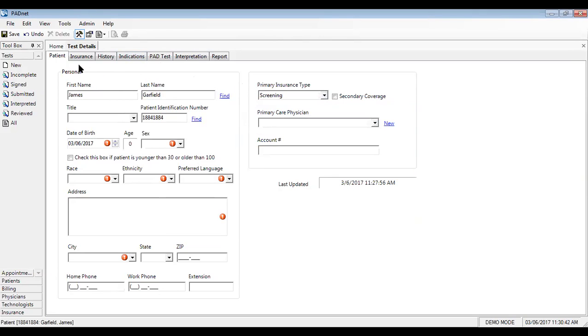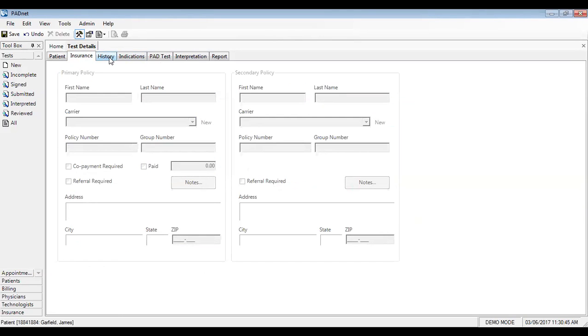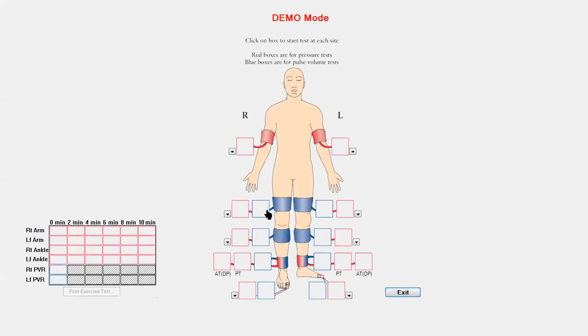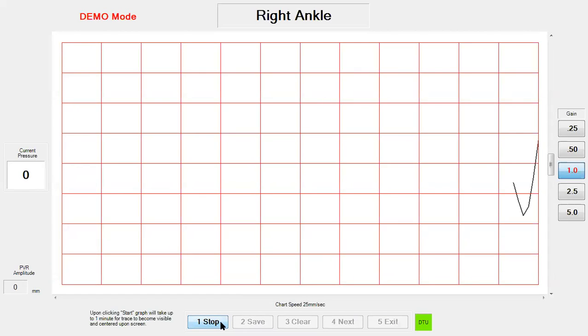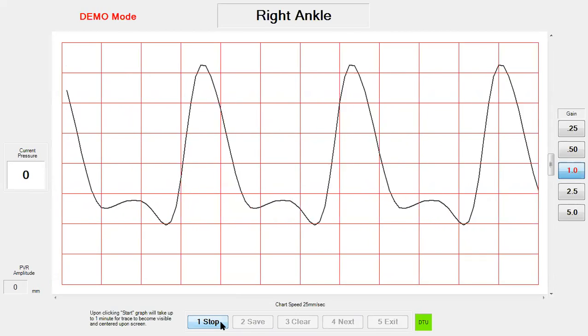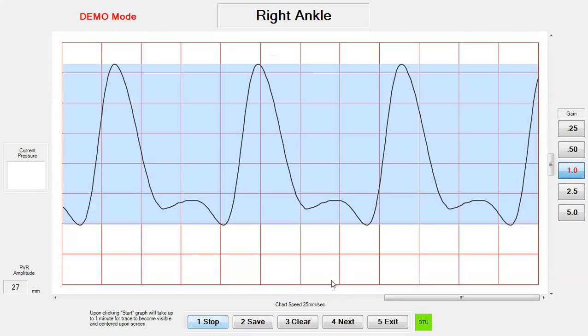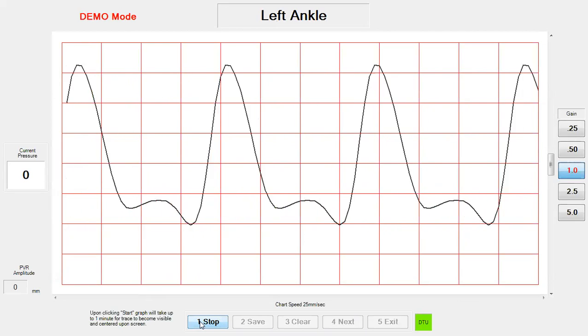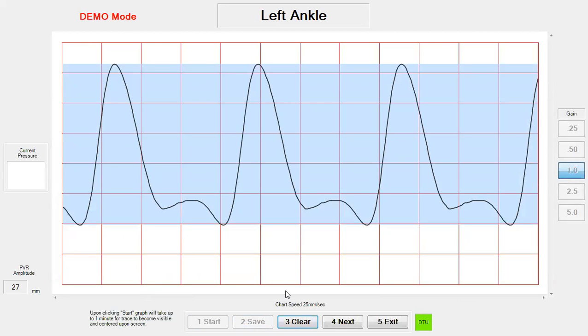Just like with the venous test, we don't need to include information on the insurance, the history, or the indications. We're just going to go straight to performing the PAD test. So you click Perform, and then we click the right ankle, and we're just going to take a waveform here. This portion of the test is again very short, just a minute or two. We click Stop. Then we're going to click Save and then Next, and we're going to take the waveform on the left ankle as well. At this point, you're done with the actual testing portion of the vascular assessment.